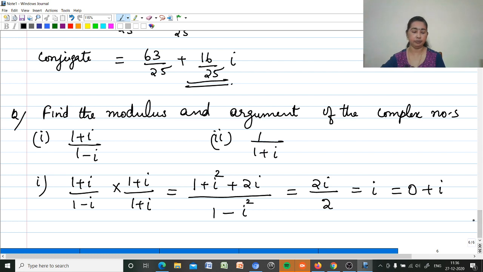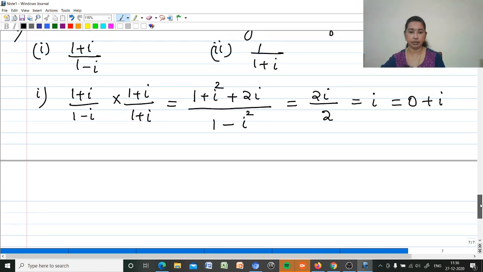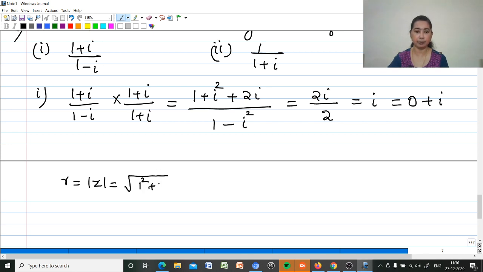Now we have to find the modulus and argument of the complex numbers. So modulus means it is r. R is equal to mod z, which is root of x square plus y square, that is 1 square plus 1 square, 1 square plus 0 square, which is equal to 1. Now we have to find tan theta. Tan theta is equal to y by x. Y by x means 1 by 0. 1 by 0 is not defined.